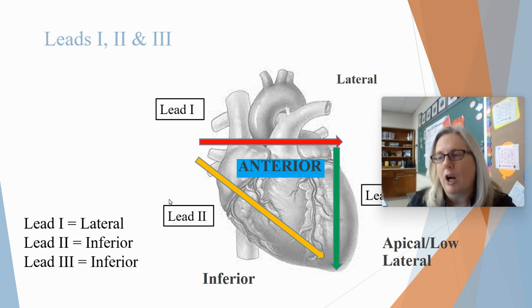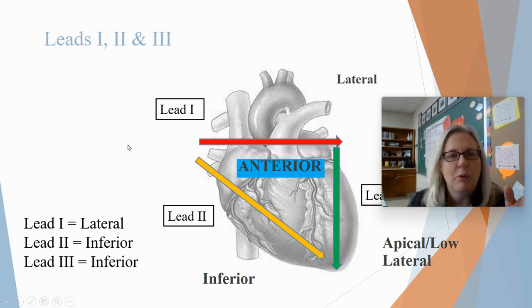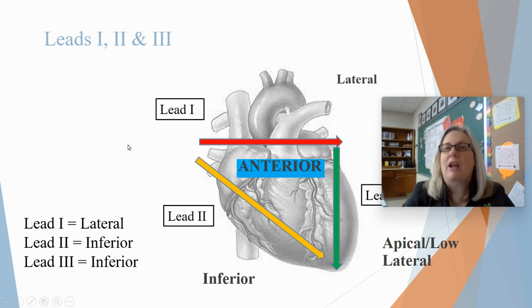So make sure you write this in your chart. Leads 1, 2, and 3, that's Einthoven's triangle right there. And we'll move on to the augmented leads. Remember, these are the ones that talk to each other first and then go someplace else.